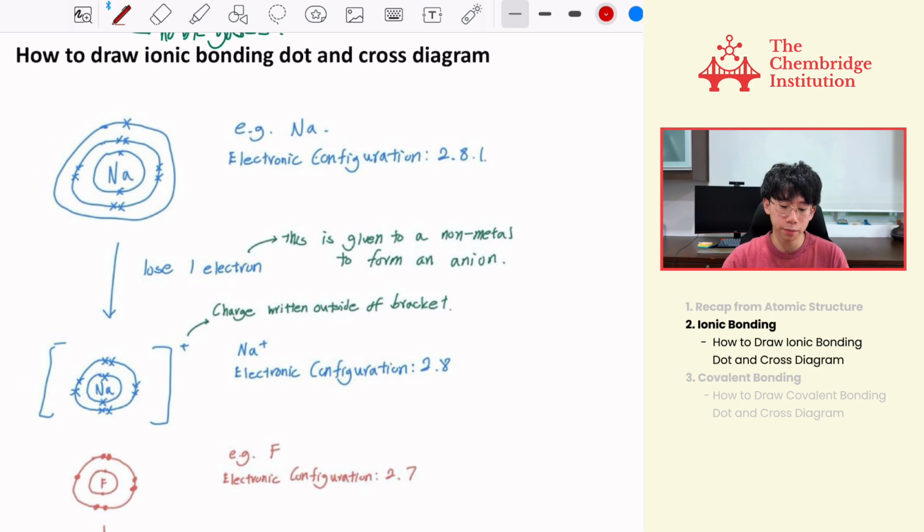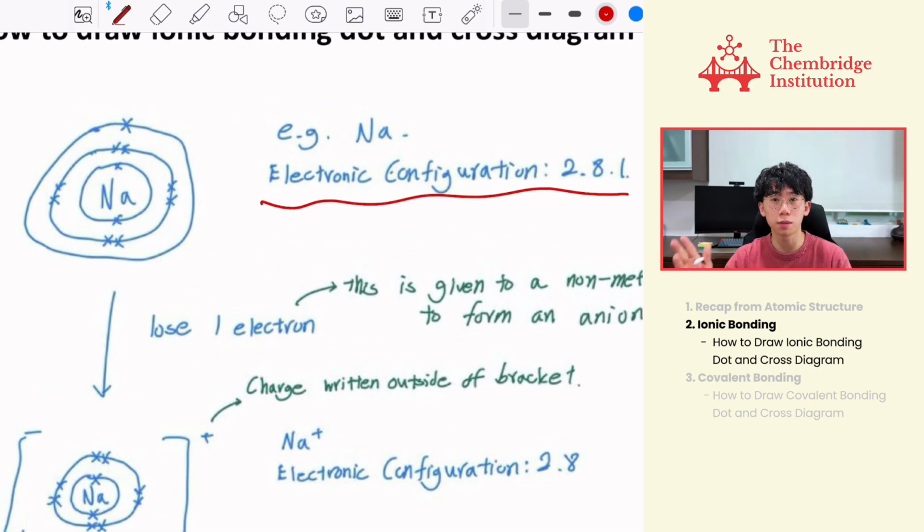For ionic bonding, you want to look at each of the individual elements first, and pay attention to each of their electronic structures. For example, we know that sodium is the metal, and it has an electronic configuration of 2.8.1. Next, you want to draw the rings around the element itself. As you can see over here for sodium, it has 3 rings because it has 3 electron shells.